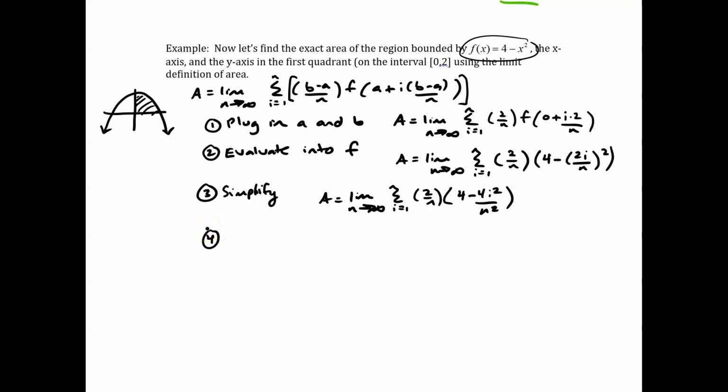Let's continue to simplify, I guess. I don't need to call that a step. I'm going to distribute this 2 over n through, and that will help me simplify this a little bit. So I get A is equal to limit n goes to infinity, summation, i is going 1 to n, of 8 over n minus 8i squared over n cubed.